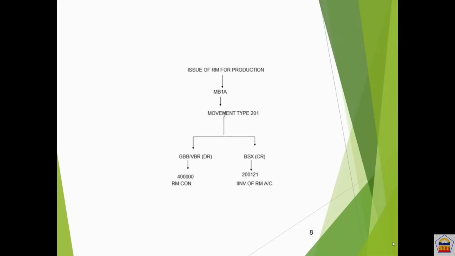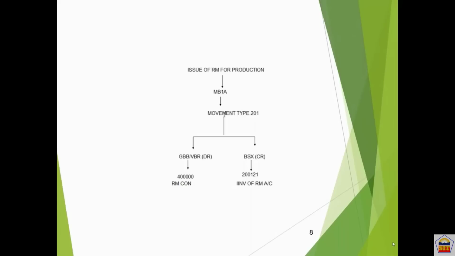So for that, we'll be using two things: the movement type and transaction event key. Whenever you use a transaction code, for example MB1A, or we also use MIGO, that is a single transaction code through which we can do material transfer or material receipt, any kind of material activity we want to do.